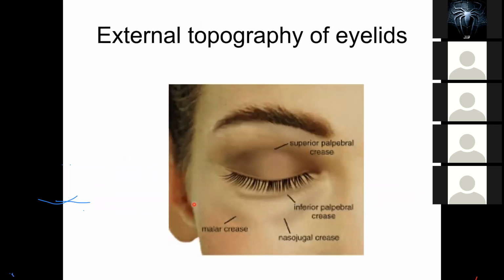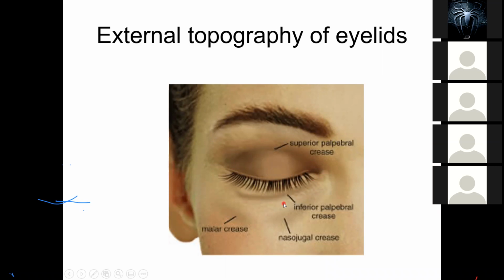All right. So this is a little topography here. This is the eyeball. The eyebrow here is lying over the superior orbital rim. And at the point where the eyelid is attached, when the eye is closed, you can see there's a depression here. And that is called the superior palpebral crease. And over here, we have a similar one down here, also known as the inferior palpebral crease.